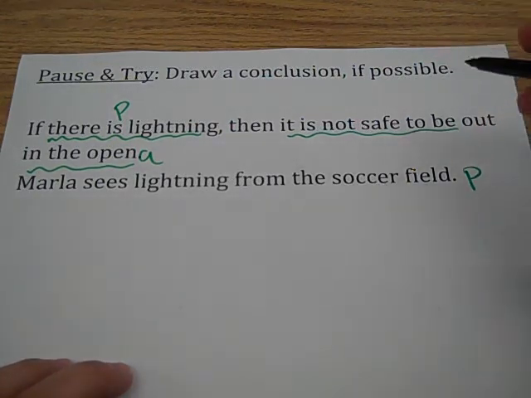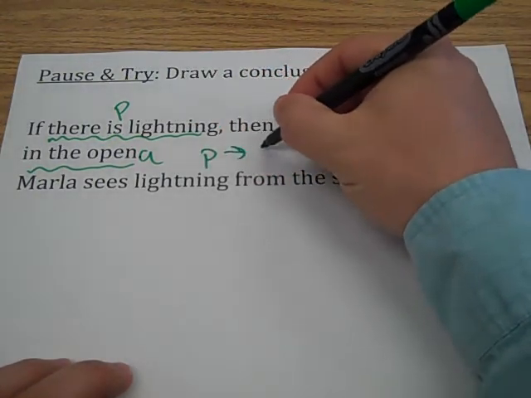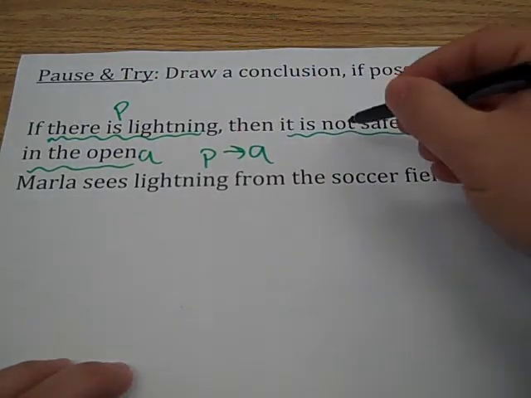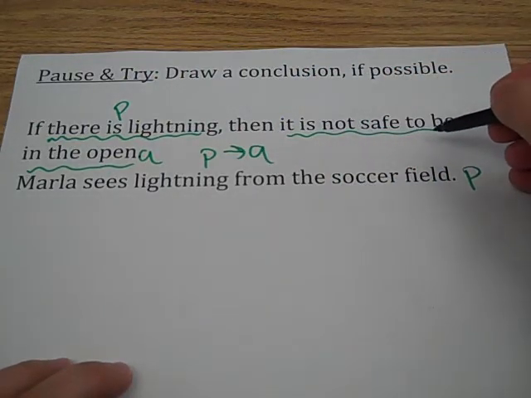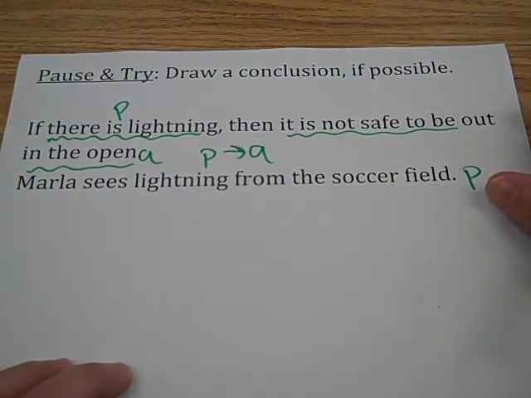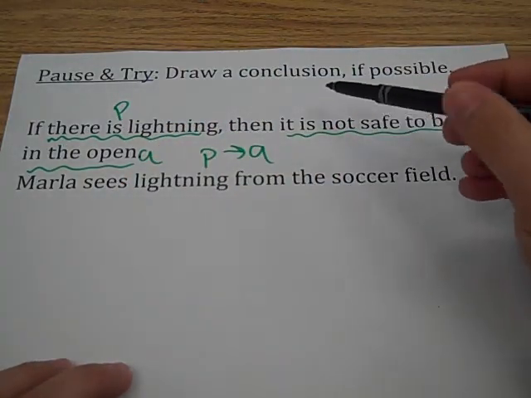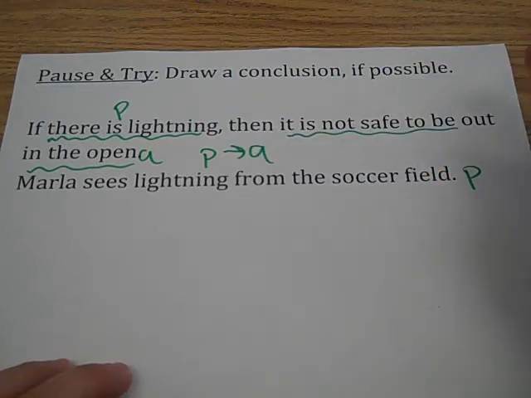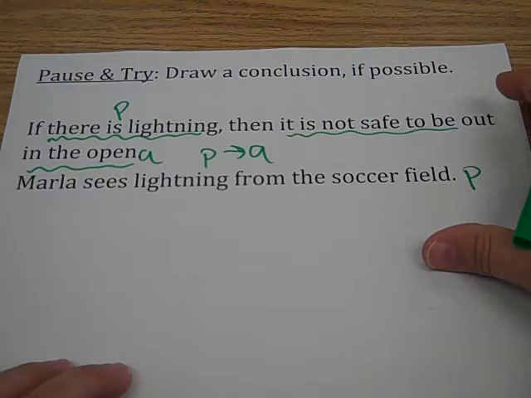So we do have the law of detachment. So we can conclude it is not safe to be out in the open. Or you could say it is not safe for Marla to be out in the open, something like that.